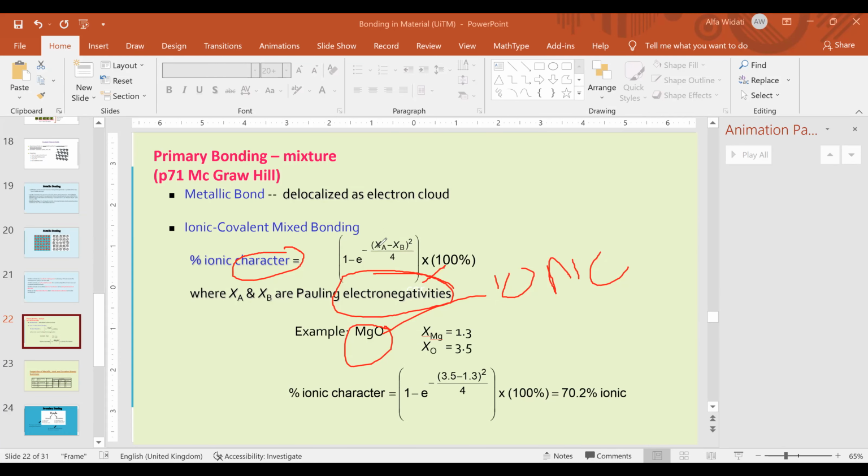This is the electronegativity of A, this is the electronegativity of B. This is the electronegativity of Mg, magnesium, and this is the electronegativity of oxygen.